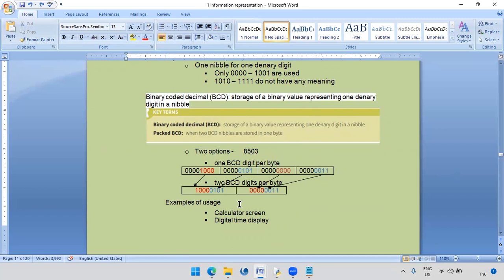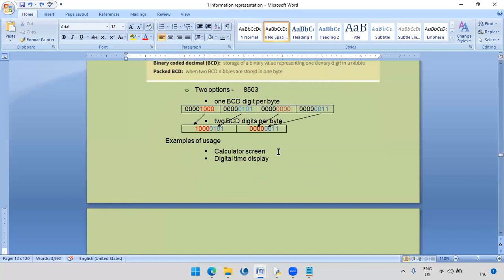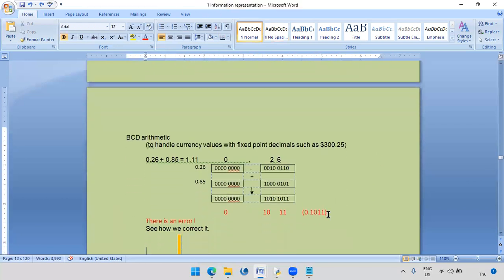And packed is 2 BCD digits per byte. So in 1 byte, you put this as well as that. And the other byte, these 2 nibbles. Examples are calculator screens, digital displays, and digital time displays. Those are the ones, BCD.